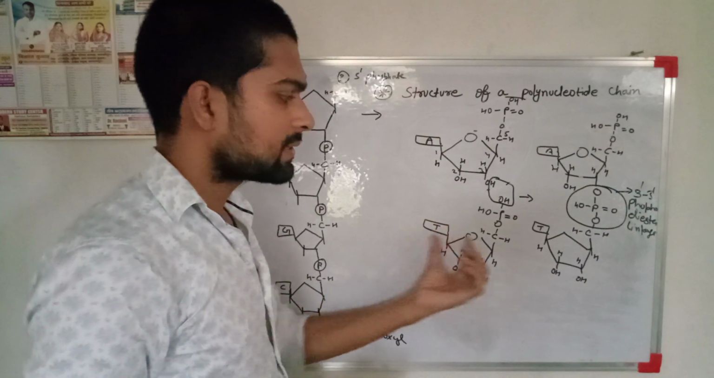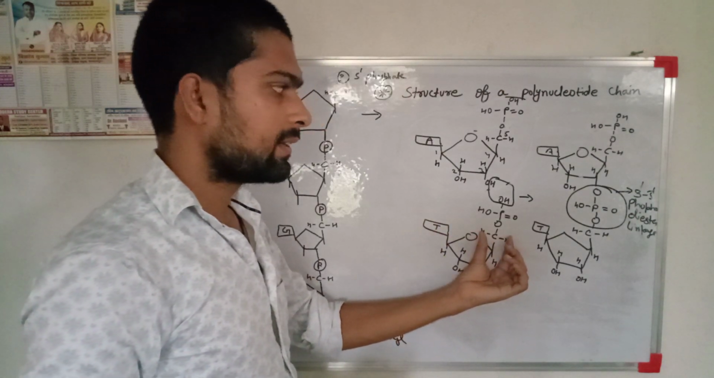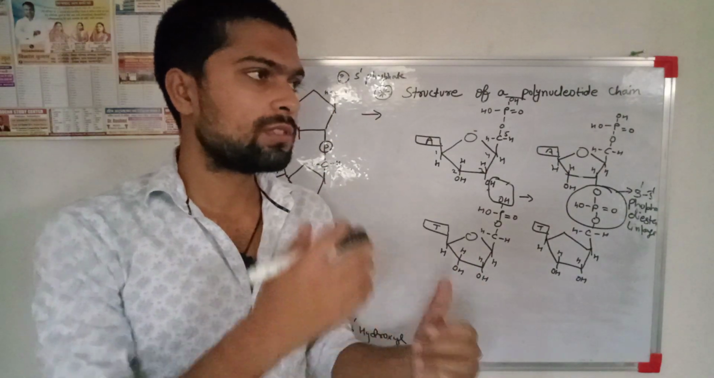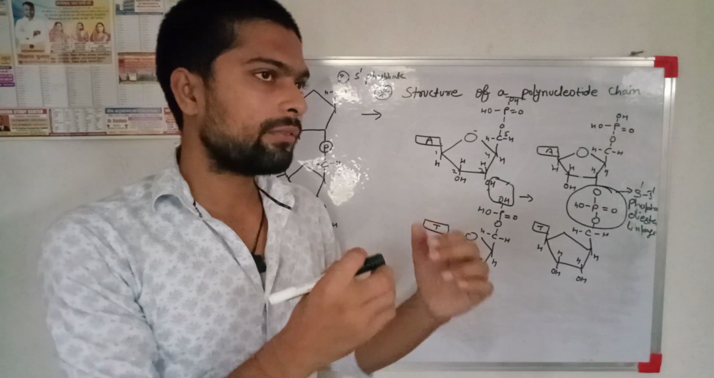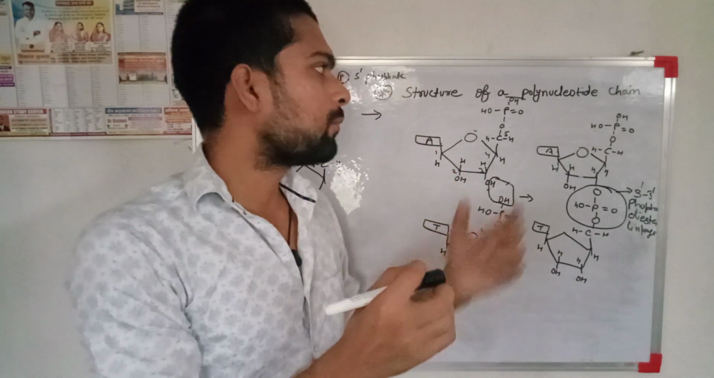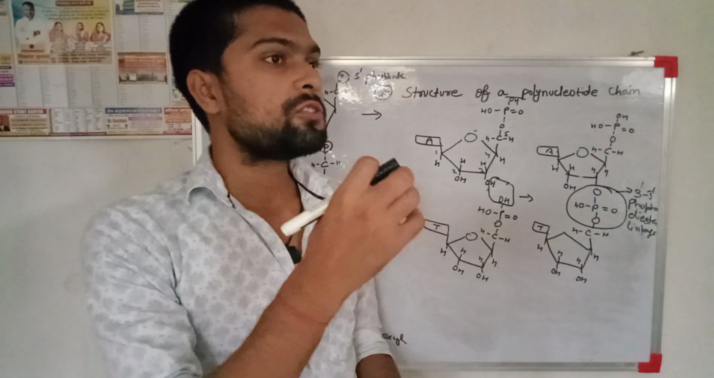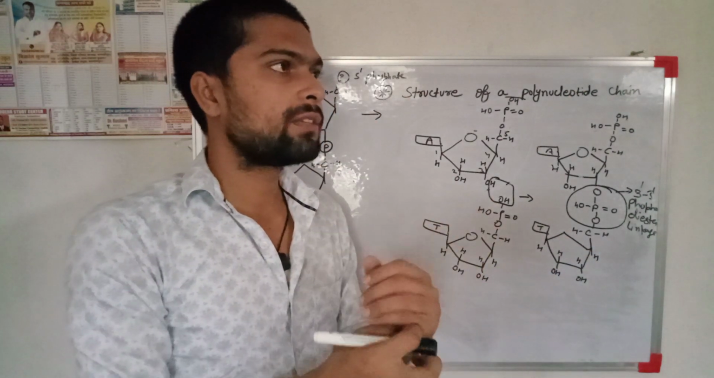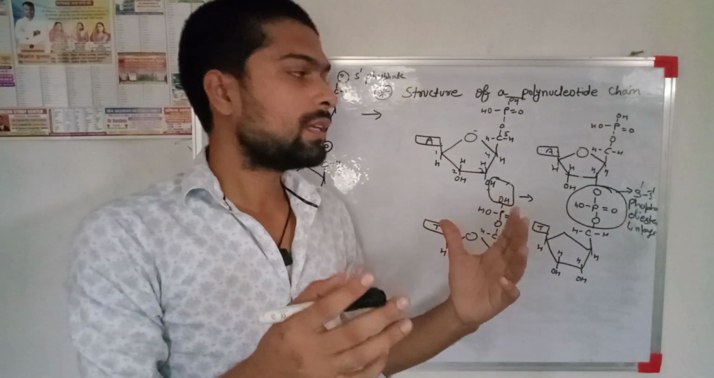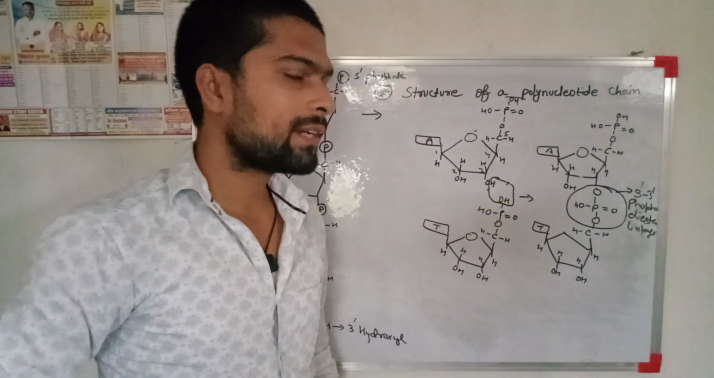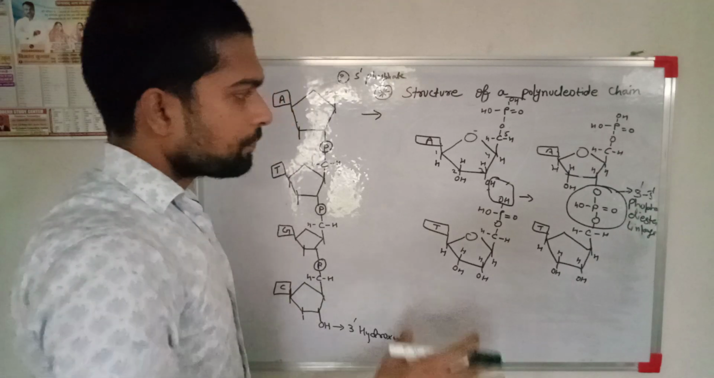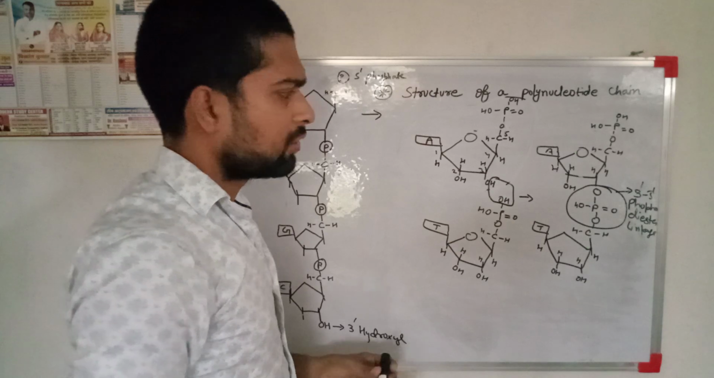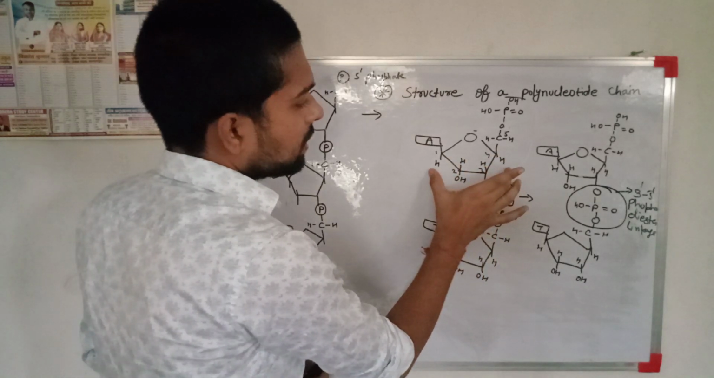What are the nitrogenous base, pentose sugar, and phosphate group? When these three are added together through certain bonds, which we will study, it forms a nucleotide. And when many nucleotides bond with each other through some linkage bond, they form a polynucleotide chain. So we will study the structure of a nucleotide first, and then the structure of a polynucleotide chain.